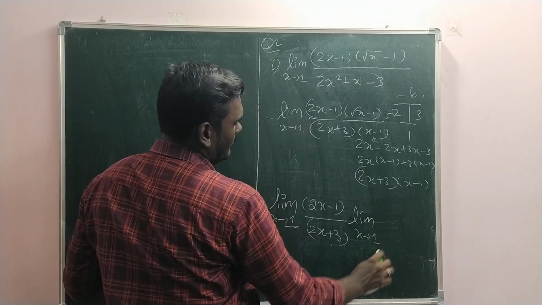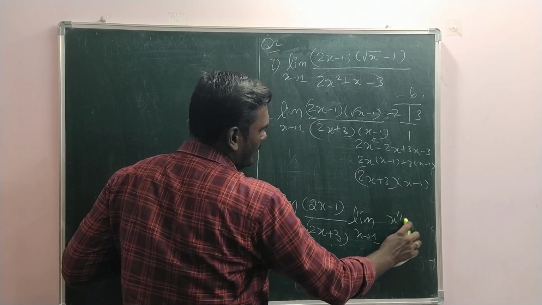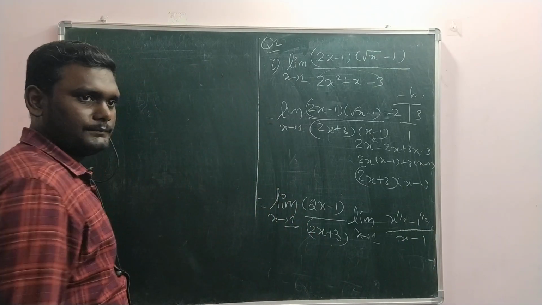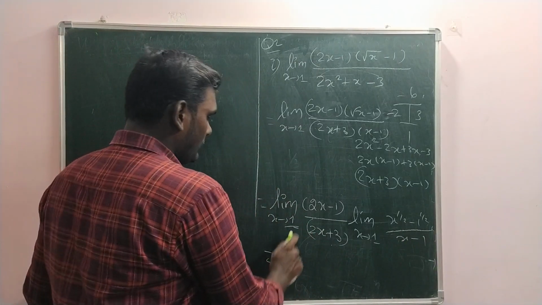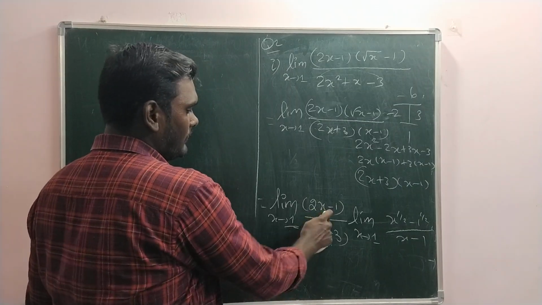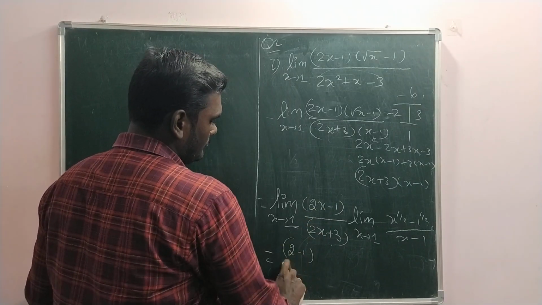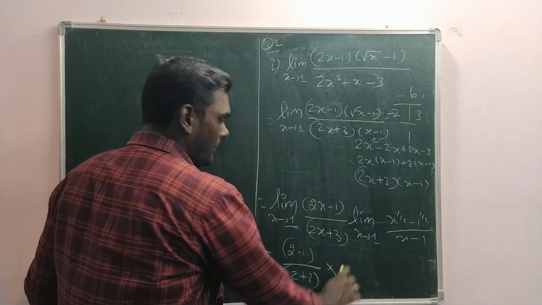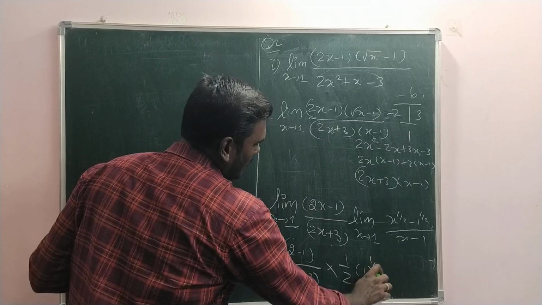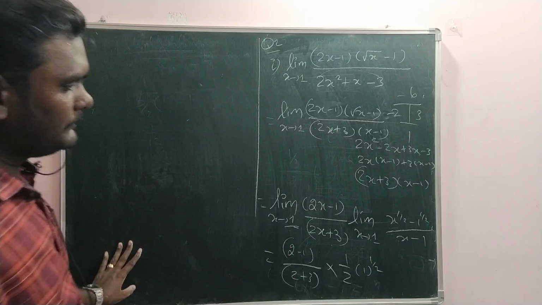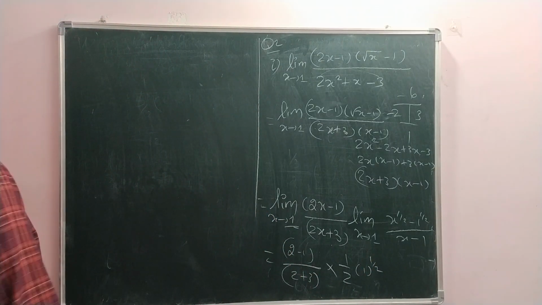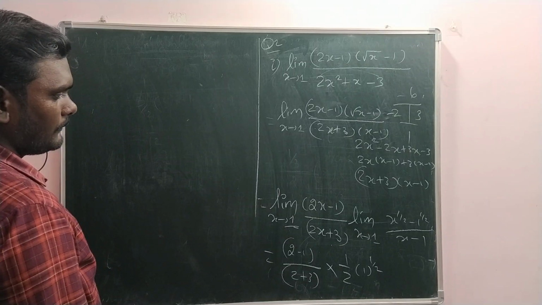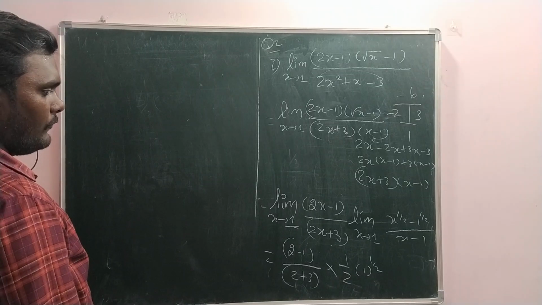Then limit x tends to 1, this is x power 1 by 2 minus 1 power 1 by 2 by x minus 1. Then as x approaches 1, we get 2 minus 1 divided by 2 plus 3 into 1 by 2 into 1 power 1 by 2. Is it? Wait.